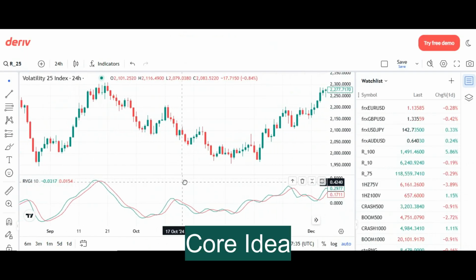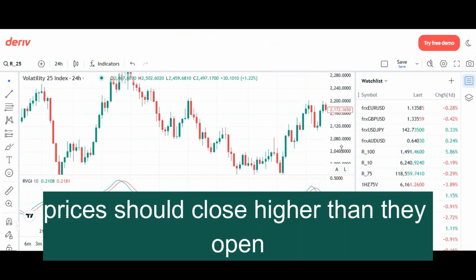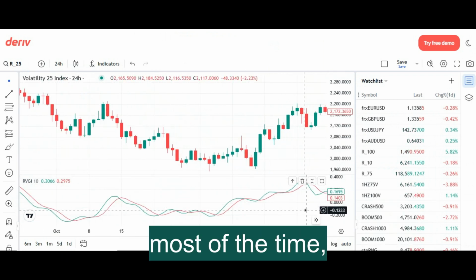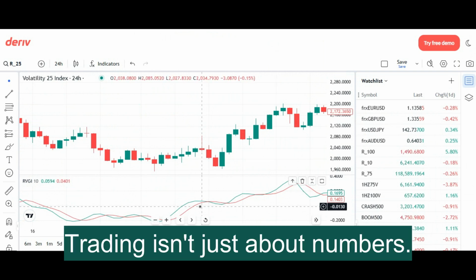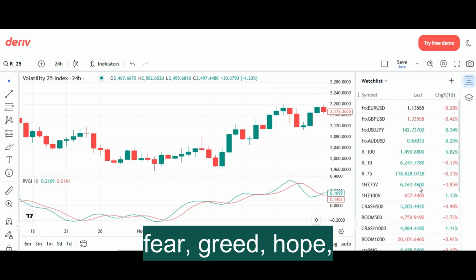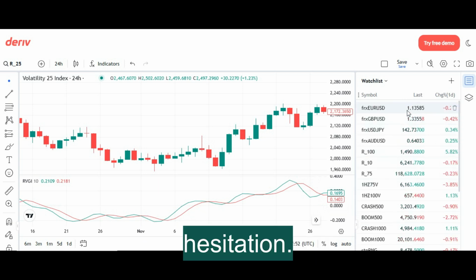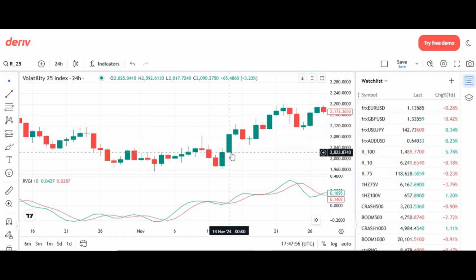The core idea. In a healthy bull market, prices should close higher than they open most of the time, and vice versa for a bear market. Trading isn't just about numbers. It's about people, fear, greed, hope, hesitation. RVI taps into this psychology.